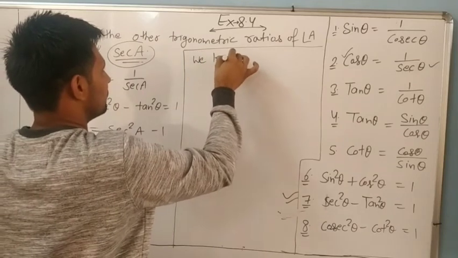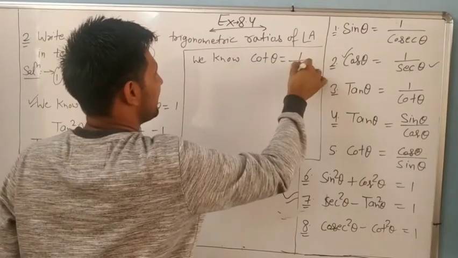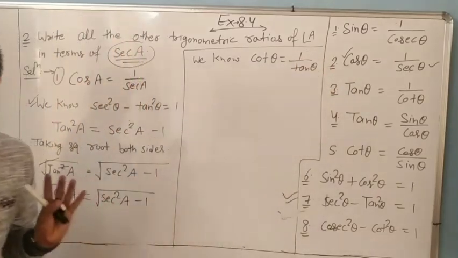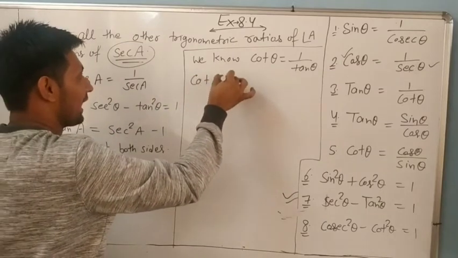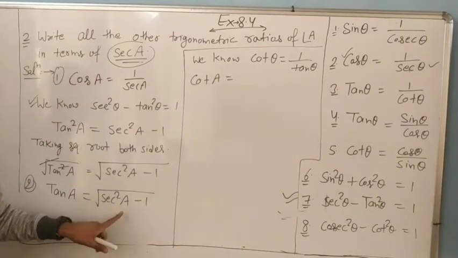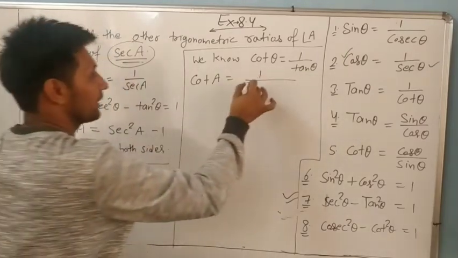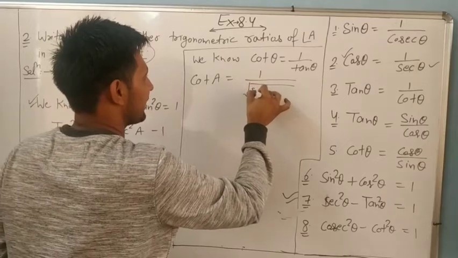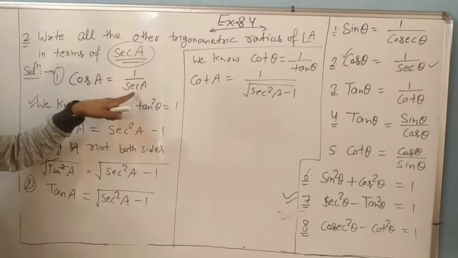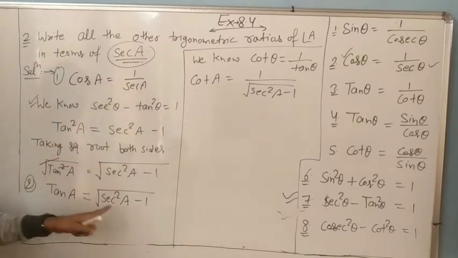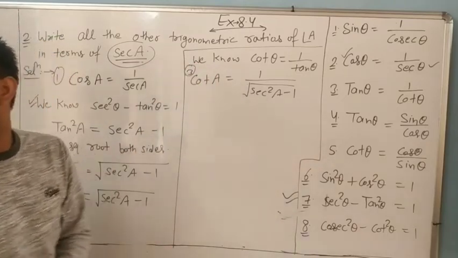We know cot theta equals, cot is always 1 by tan, or not? So cot A is always its reciprocal. So it becomes 1 upon tan A. What is tan A? It is the square root of secant square A minus 1. So now cos we also write in form of sec, tan is also in form of sec, and third, cot is also in form of this one.